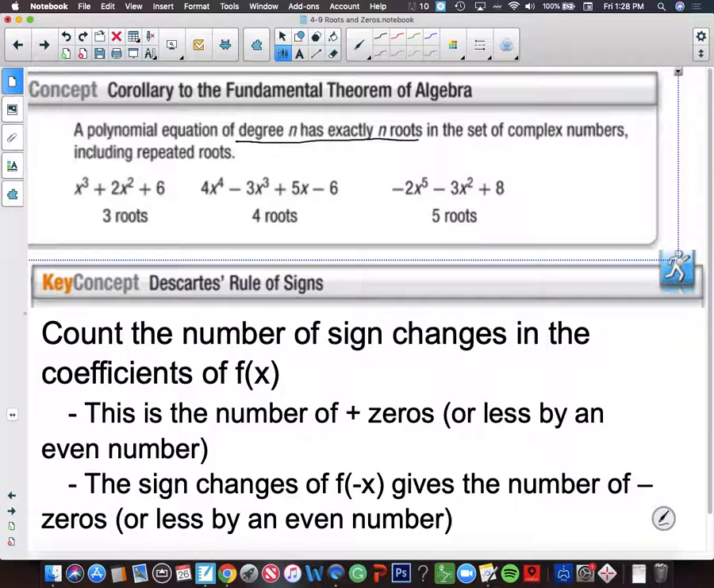So roots are the same thing as zeros, which are the same thing as x-intercepts, which can also be called solutions. Okay, they're very interchangeable in the realm of polynomials.